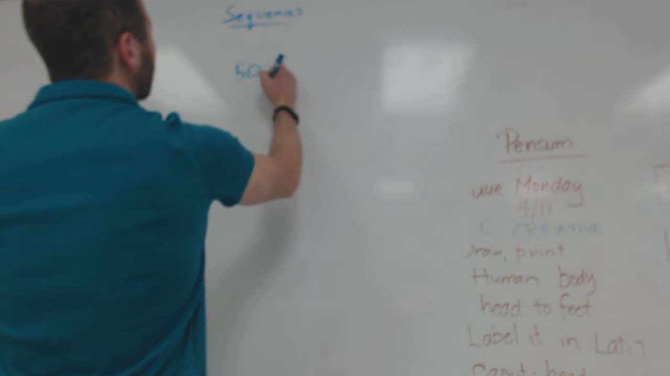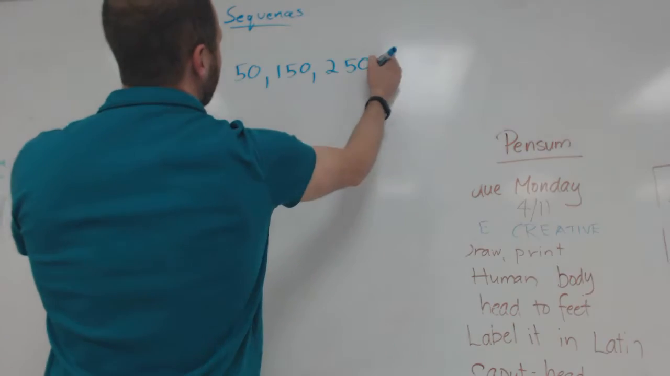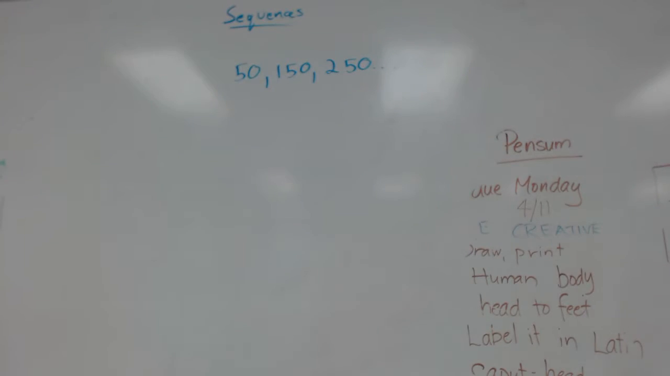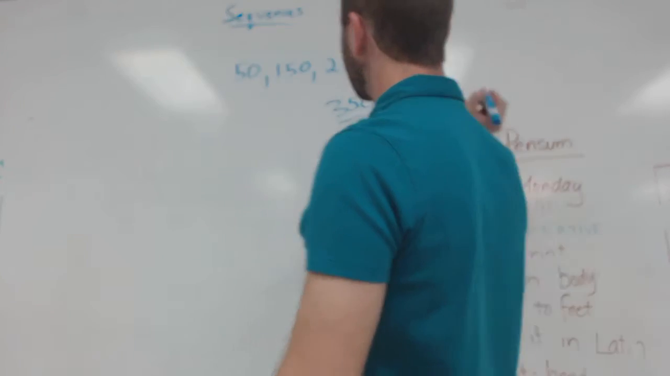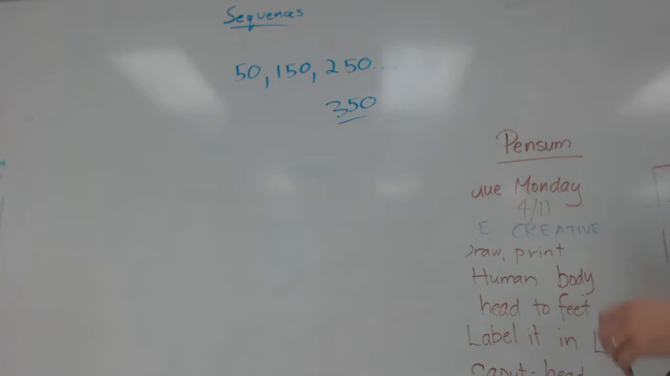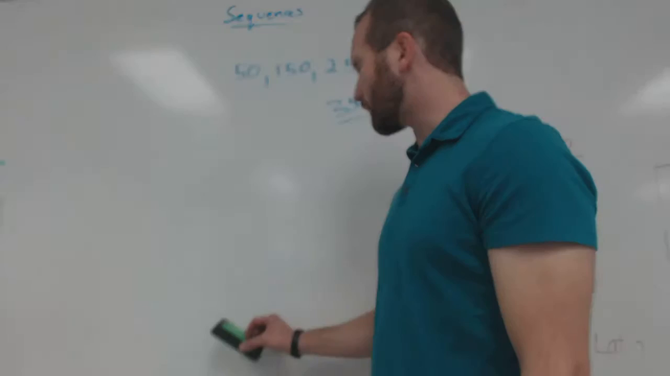Right. So say I had a sequence like this, 50, 150, 250. What is the next number in that sequence? 350. Yep, that's it. Okay. I think that's probably good for today.